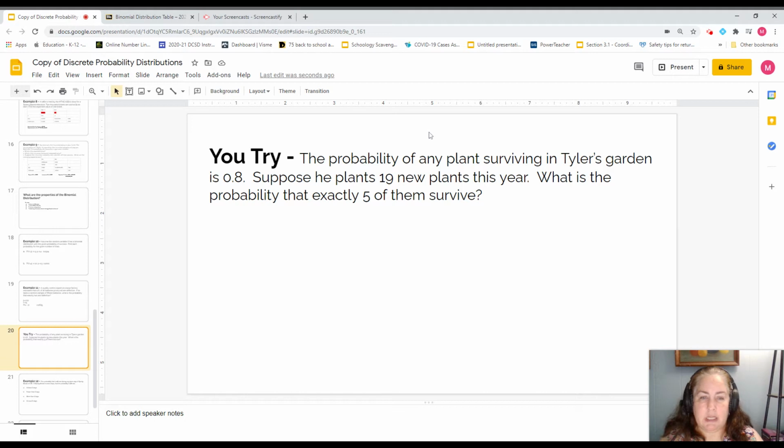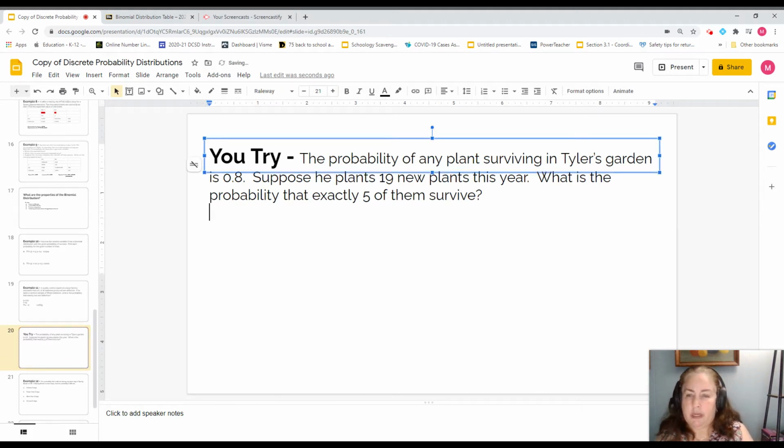All right, so let's look at the next one, which is a U-try. It says the probability of a plant surviving in Tyler's garden is 0.8. So this time they actually gave you a probability, 0.8. It says suppose he plants 19 plants. So my N is equal to 19. What is the probability that exactly 5 of them survive? So we want to know the probability that X is equal to 5. So 0.8, 19, and 5.